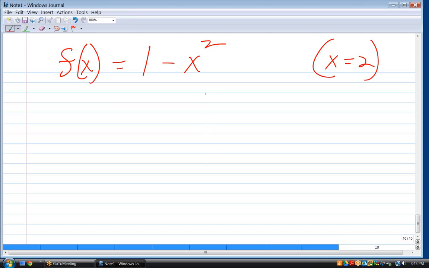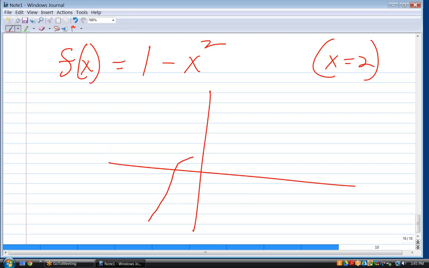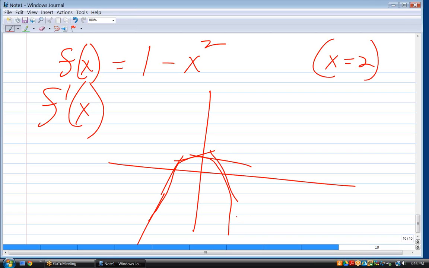This function right here, if I were to graph it, it would graph like this. The parabola going through 1, facing downwards. If I want the first derivative function, it's going to be the changes in the slopes. In other words, the slope is there, and then it goes there, and then it goes there, and so on.